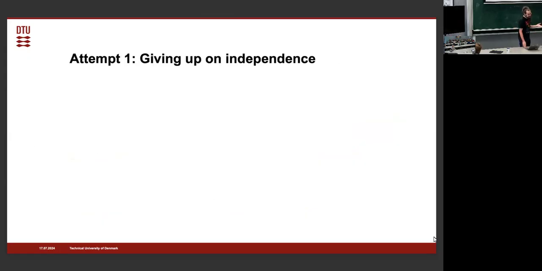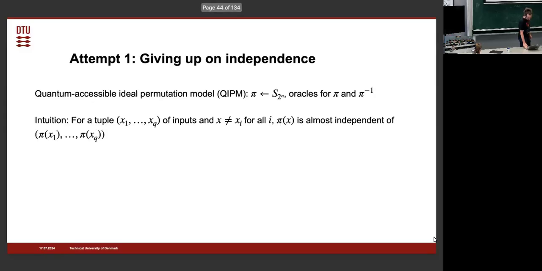So the first and maybe most obvious idea is to give up on the independence, because how convenient would it be to stick to the representation that just has a list of outputs, right? So then we have small variables, they all represent the outputs and so on, but they are not independent. That is an idea that works in the classical setting, right? The classical lazy sampling of the permutation works exactly like that. If we have only few queries, then we have a list where the random variables that represent their outputs are almost independent.